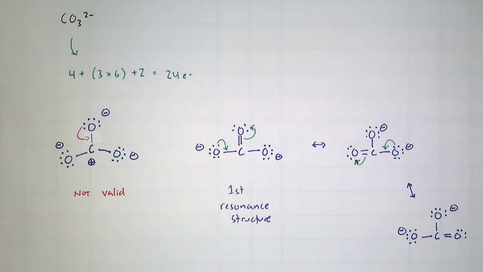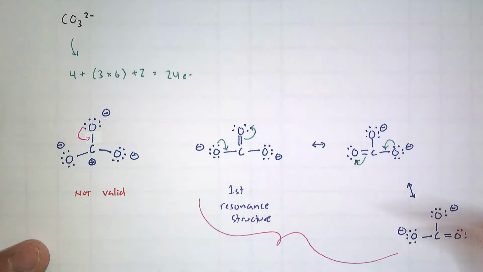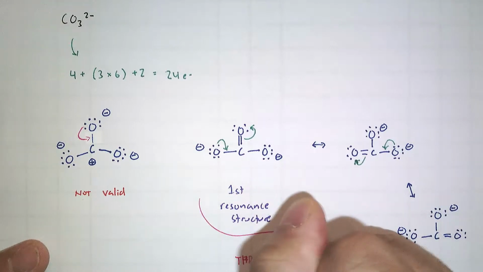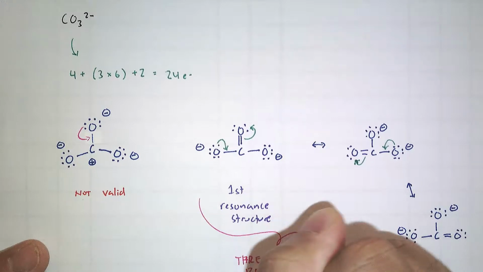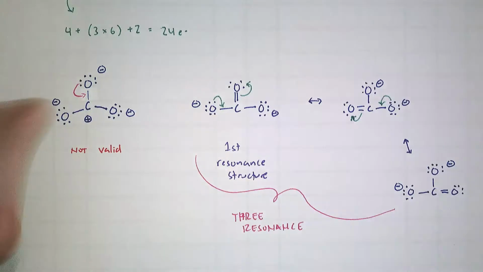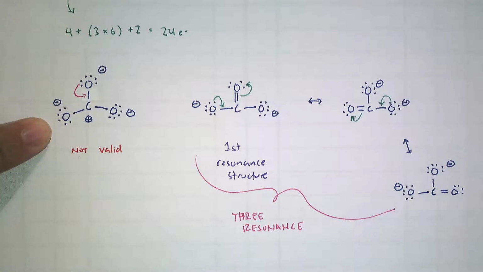Those are the three resonance structures. So carbonate has three. This one is not valid, but it is a good step to get to a valid Lewis structure. So yeah, this is on my scratch sheet of paper.